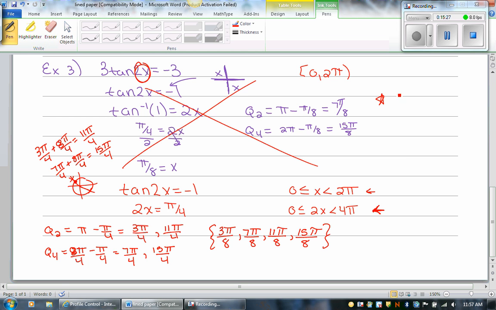So the key there is if you have a double angle, you need to multiply your interval by 2. Okay, so you're going to get more solutions that way. Because remember, 3 pi over 8 and 11 pi over 8 are actually in the same exact location. It's just an extra rotation. Okay?